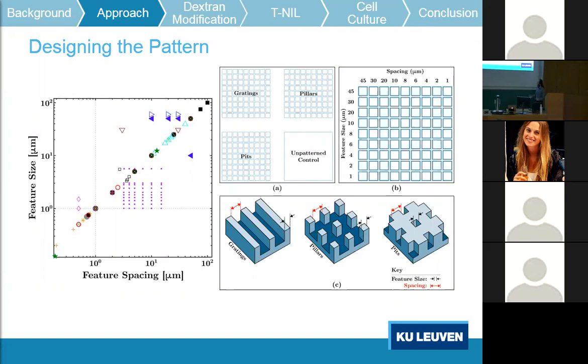So now with the pattern, I could continue with what exactly I did. And that starts with the pattern, or the synthesis of the material.